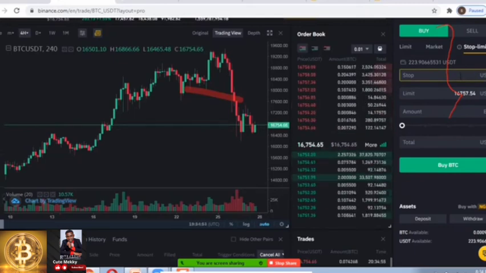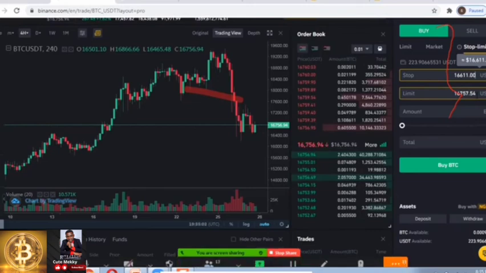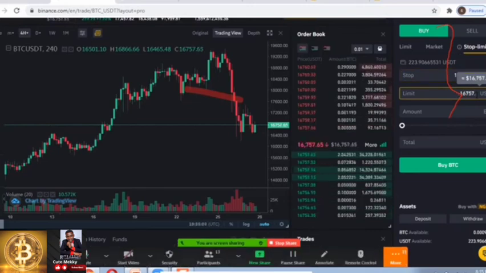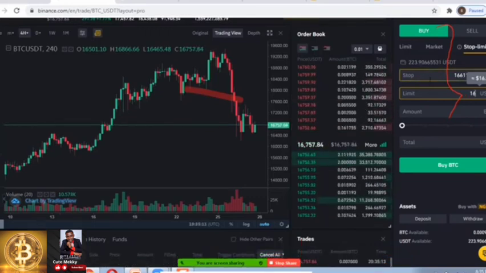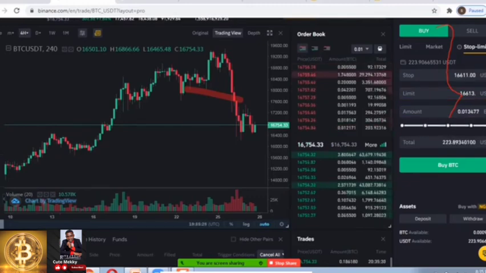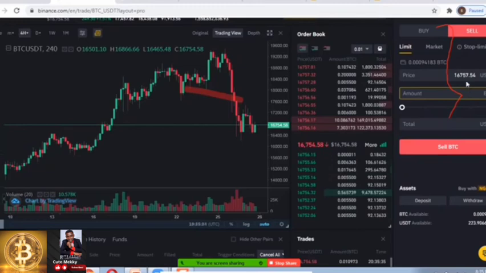Stop at 16,611. Then my limit should be something above this. 16,613. Okay, this should be a sell. Sorry, this should be a sell. I want to sell my Bitcoin.